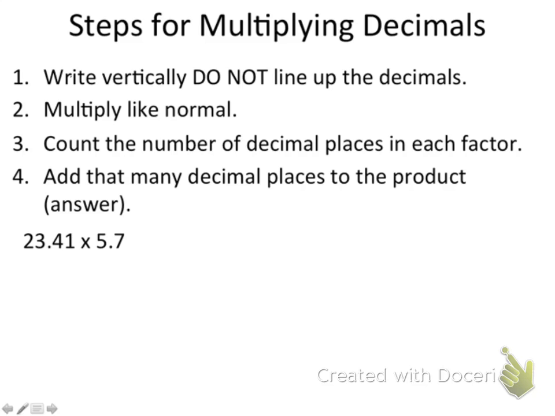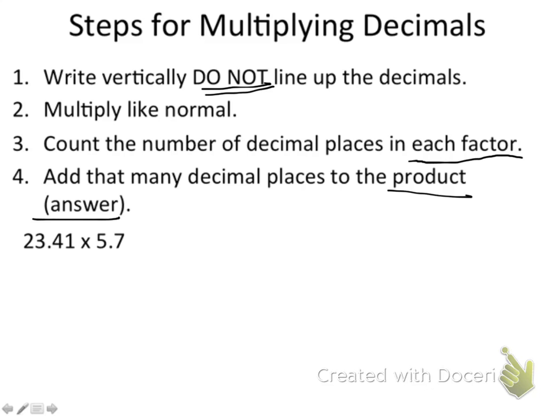Write vertically, and do not line up the decimals. Multiply like normal. Count the number of decimal places in each factor, and then the last step is to add that many decimal places to the product or answer. Don't worry if the steps don't make 100% sense right now, we'll do an example. Please write this example down on your guided note.